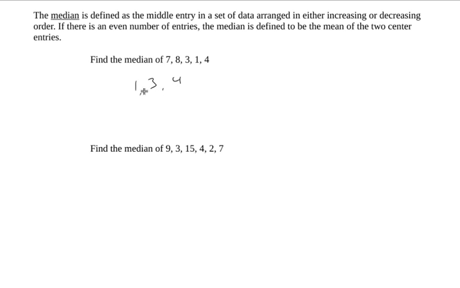I guess it doesn't really matter. I'm going to go ascending, so 1, 3, 4, 7, 8. And then if I cross off the biggest and the smallest, I would end up at the middle number. So this one gives us the median, which is 4. This is the middle number. Exactly half the numbers are above 4 and half the numbers are below 4.